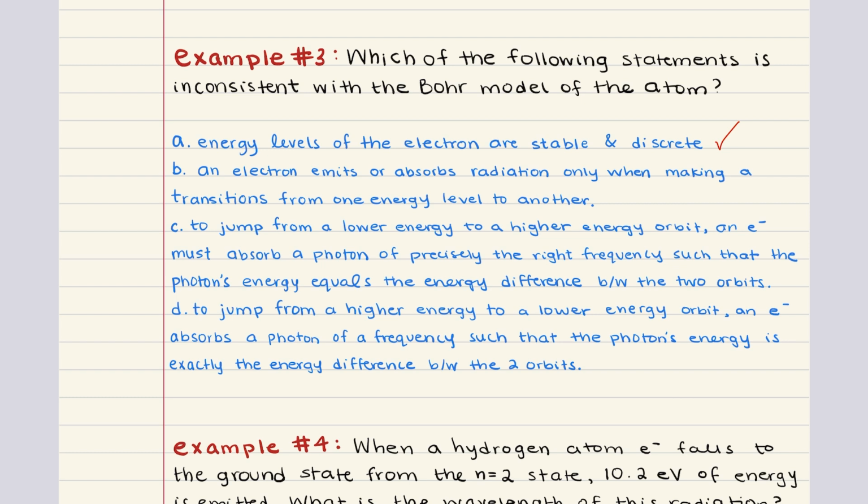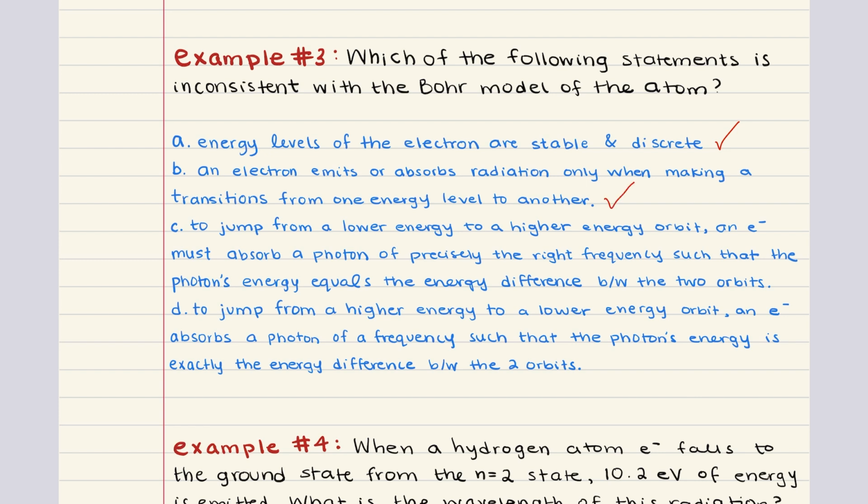Answer choice B says an electron emits or absorbs radiation only when making a transition from one energy level to another. This is also consistent with the Bohr model. Electrons only interact with electromagnetic radiation when transitioning between energy levels, either absorbing a photon to move to a higher energy level or emitting a photon to move to a lower one. So B is also consistent with the Bohr model.